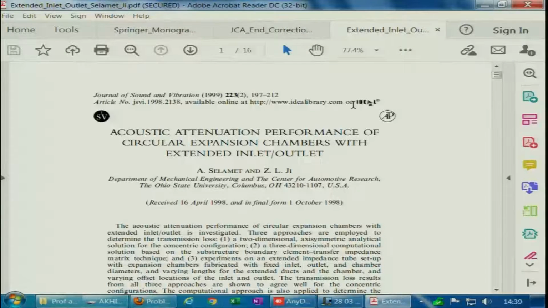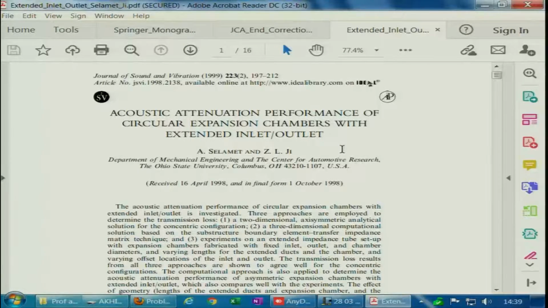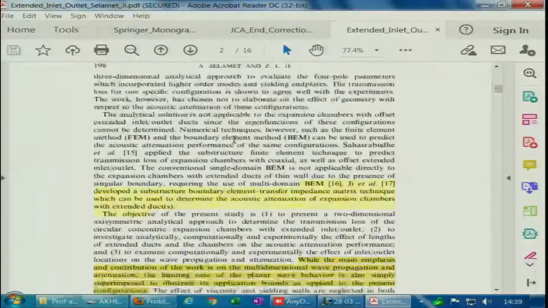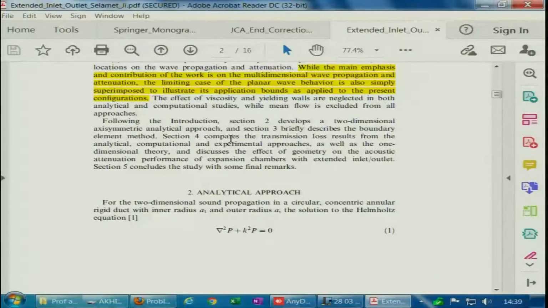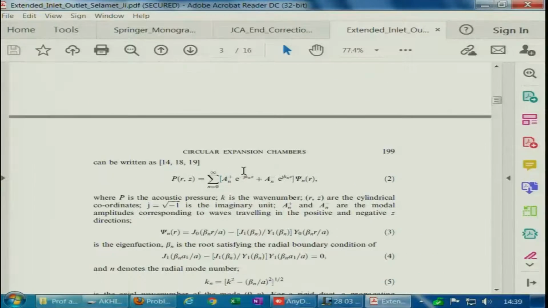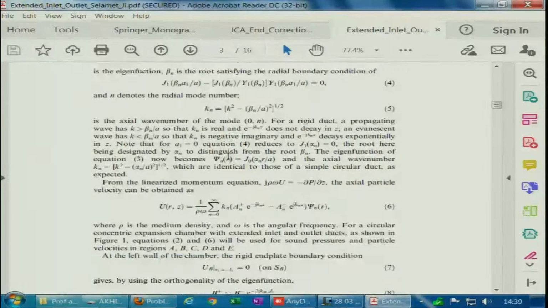Okay. So, this is the paper that I was talking about, "Acoustic attenuation performance of circular chamber mufflers with extended inlet and outlet" by Selamet and Ji, a quite widely cited paper published in JSV, Journal of Sound and Vibration, more than 20 years back. The formulation that I have presented so far follows the work by Selamet only. So, these are the functions that we just saw.